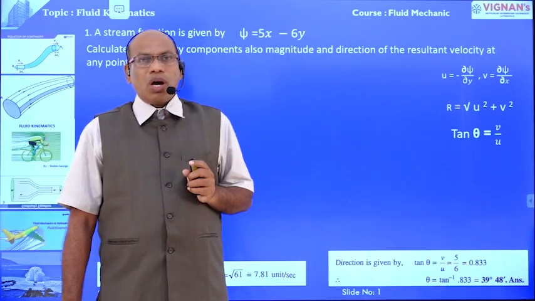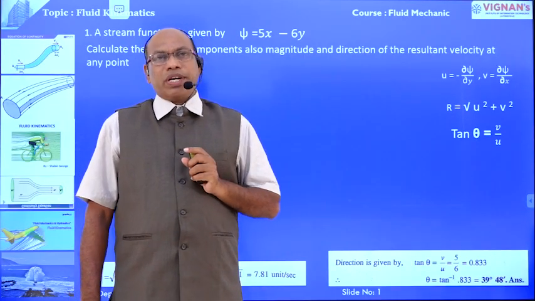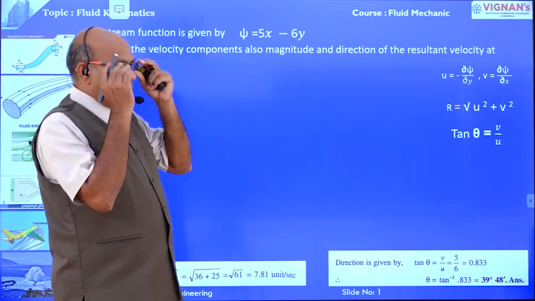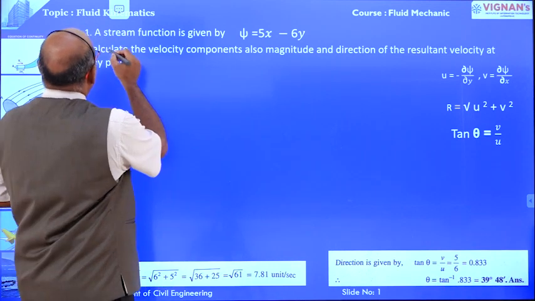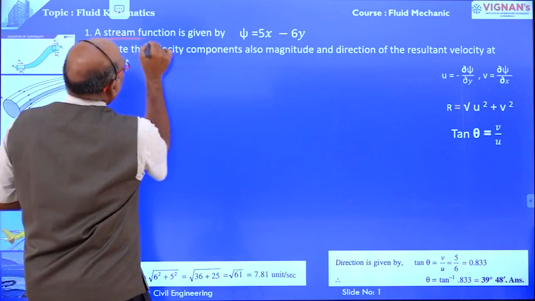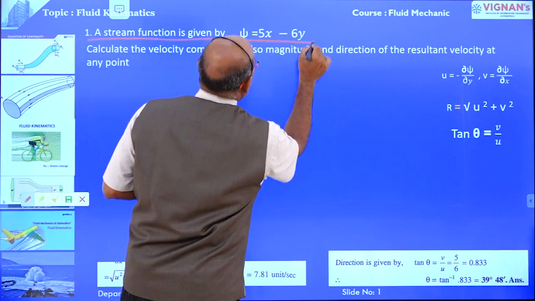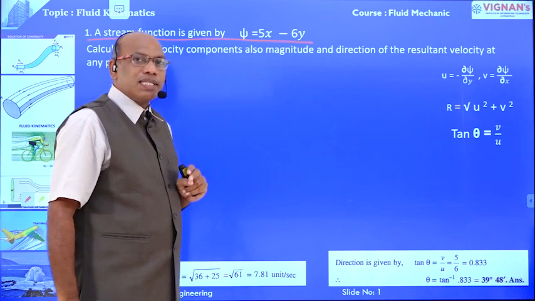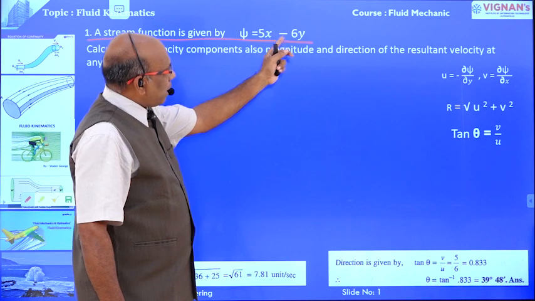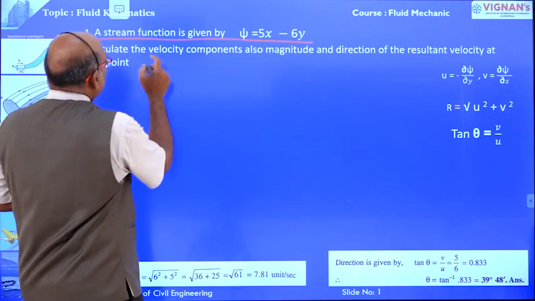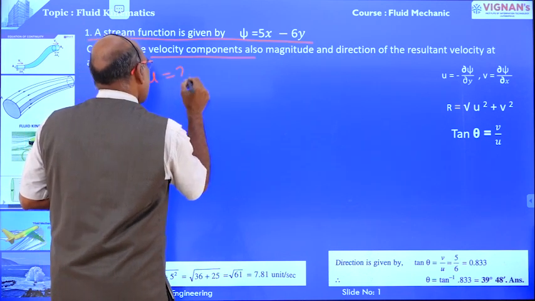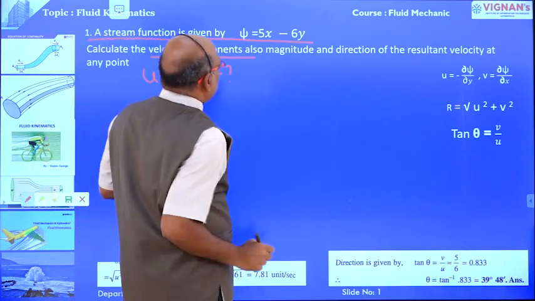Now we are going to solve problems related to the stream function. This is the first problem. In this problem, a stream function is given by the equation psi equal to 5x minus 6y. Calculate the velocity components. That means u is equal to what and v is equal to what.